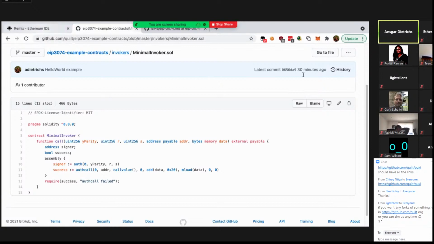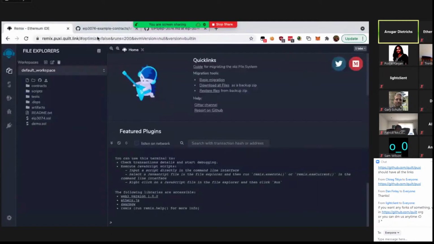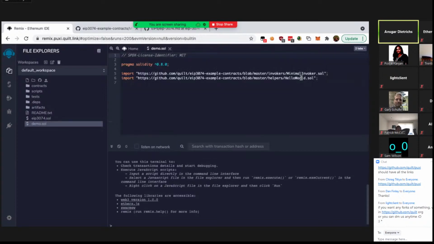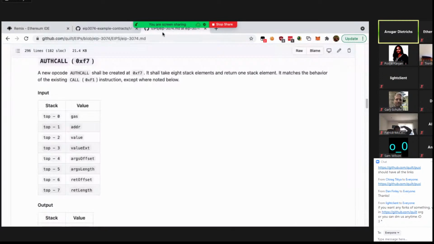For now, I'm just going to use this minimal invoker, and also the Hello World. What Hello World does, here we are: Hello World is just a minimal contract that has a public owner variable, and anyone can become owner just by calling into it. Now we want to set the owner to an account that sent a 3074 transaction. This is our goal for this little experiment.